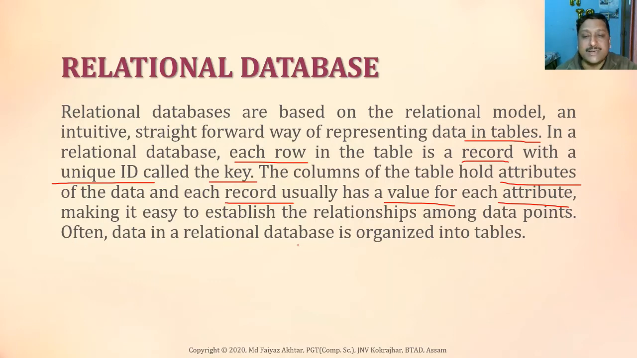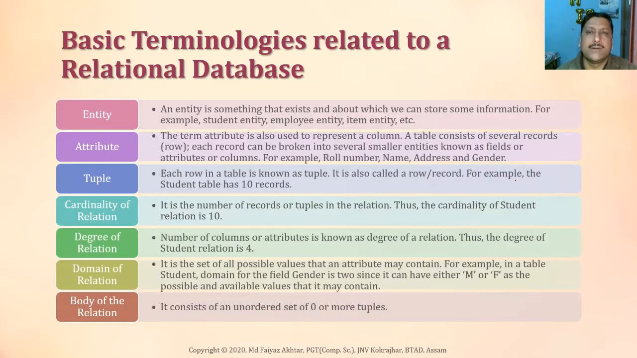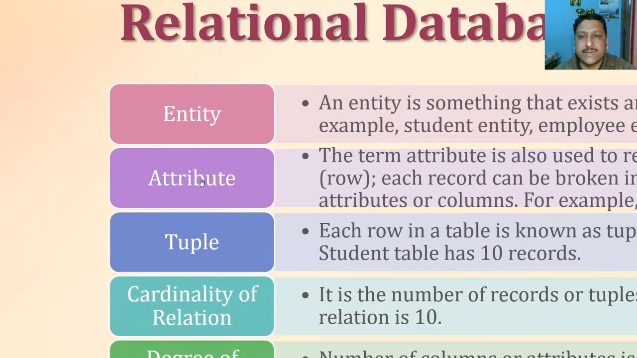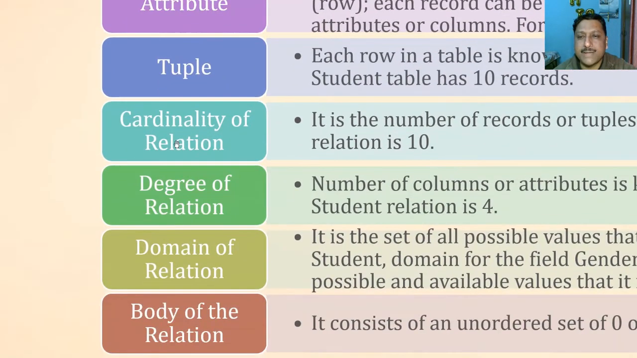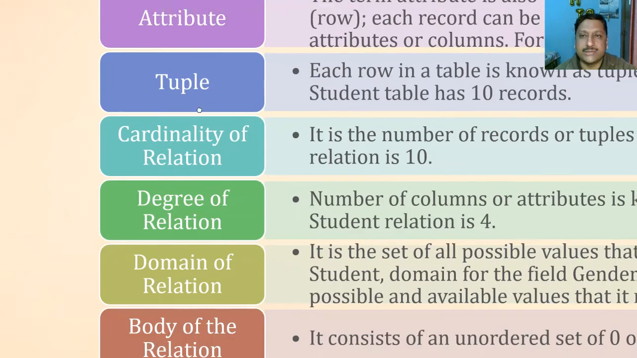Often data in a relational database is organized into tables. Every time, a relational database organizes data using tables. Some terms related to relational databases are given here. These are basic terms which we should know before going deep into the relational database management system. Those terms are entity, attribute, tuple, cardinality, degree, domain, and body of the relation.